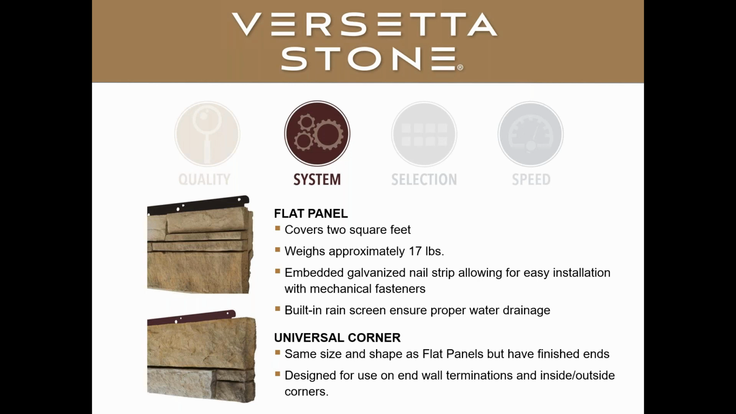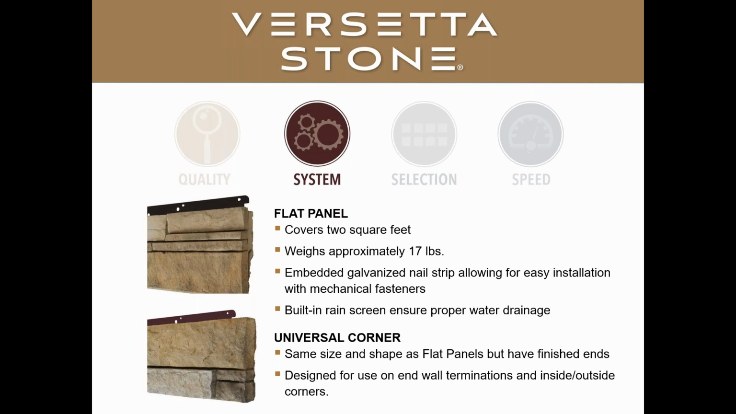So speaking to the system, there's a flat panel. That flat panel covers 2 square feet. It's about 8.5 pounds a square foot. That galvanized nail strip, which is painted as well, is available to put the fasteners in. And that strip is embedded right into the concrete. It has a 1,200-pound pull-out strength, so it's never going to come loose. It's never going to rust. That built-in rain screen ensures that there's proper airflow behind the product and drainage.